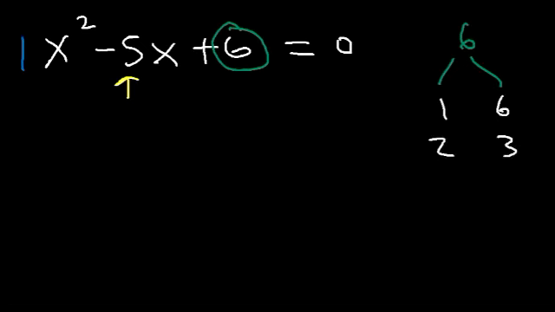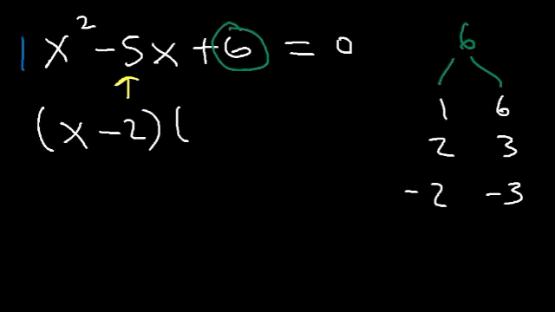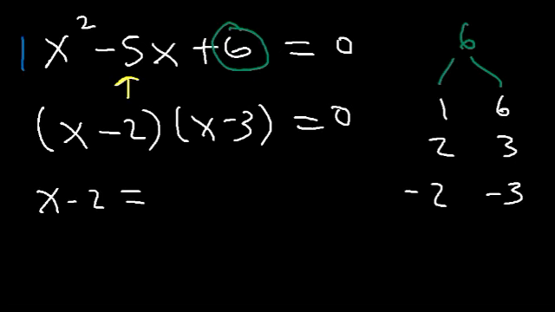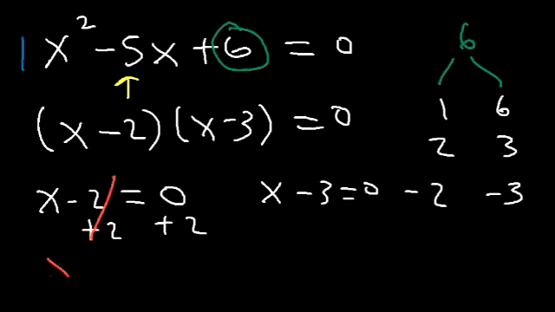2 and 3 is very close. 2 times 3 is 6, but 2 plus 3 is +5. But -2 and -3 still multiply to +6, but add to -5. So to factor it, it's going to be x minus 2 times x minus 3. If you set each factor equal to 0, we can solve for x. Here we need to add 2 to both sides, so x is equal to +2. And for this one, we need to add 3 to both sides, so x is equal to +3.